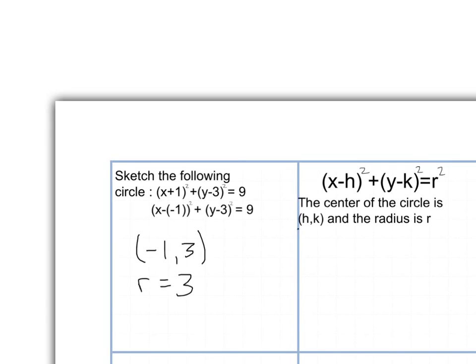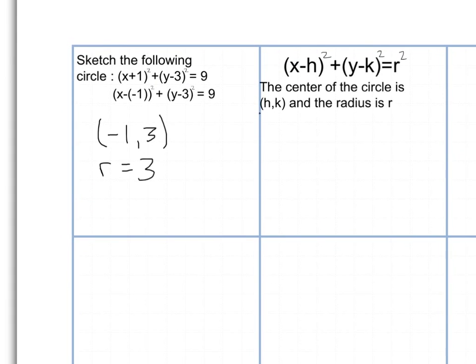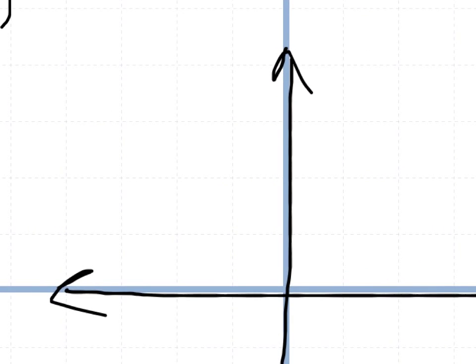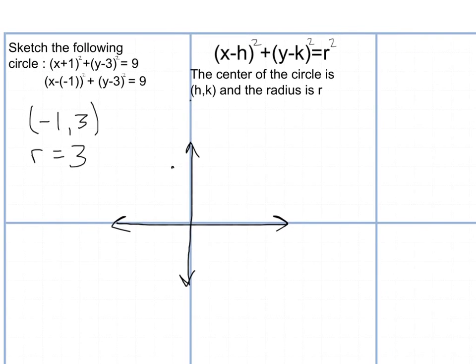So let's go ahead and graph this here. Our center is going to be at (−1, 3). So if we have our xy axis here, here's our y, here's our x. Okay, (−1, 3) is going to be right here on this point. And then let's zoom out here. Our radius is 3, so that means that we're going to definitely hit down here. We're also going to hit over here, up here, and over here.